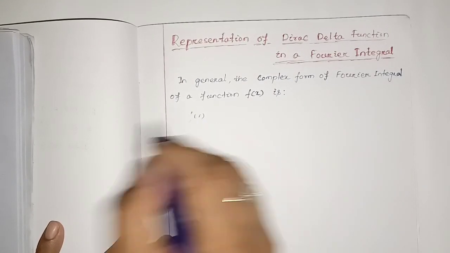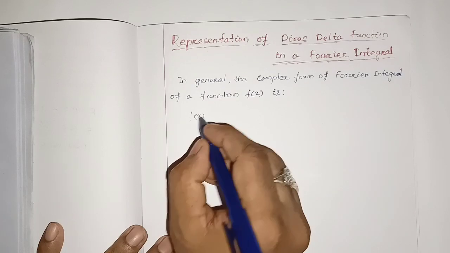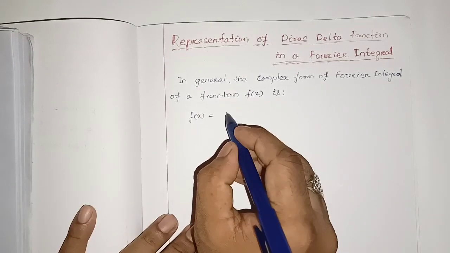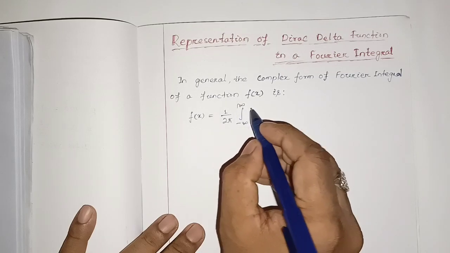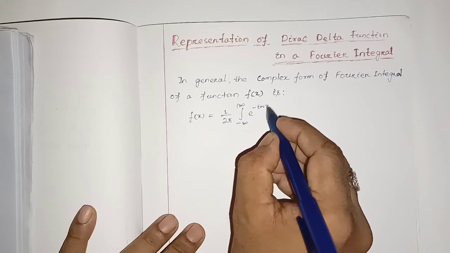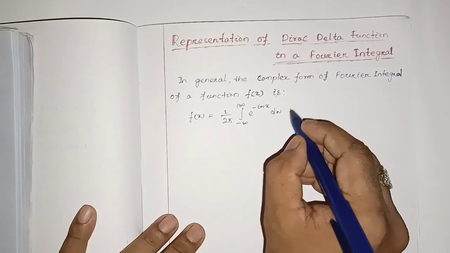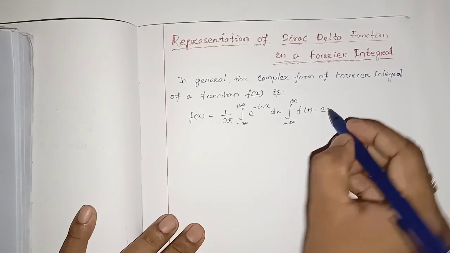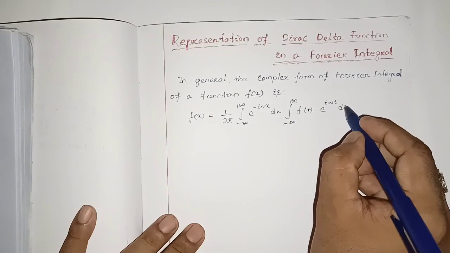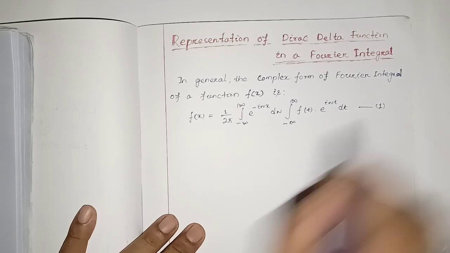f(x) equal to 1 by 2 pi, integral from minus infinity to plus infinity of e to the power minus i omega x d omega, times the integral from minus infinity to plus infinity of f(t) e to the power i omega t dt. This is your equation number 1, right?